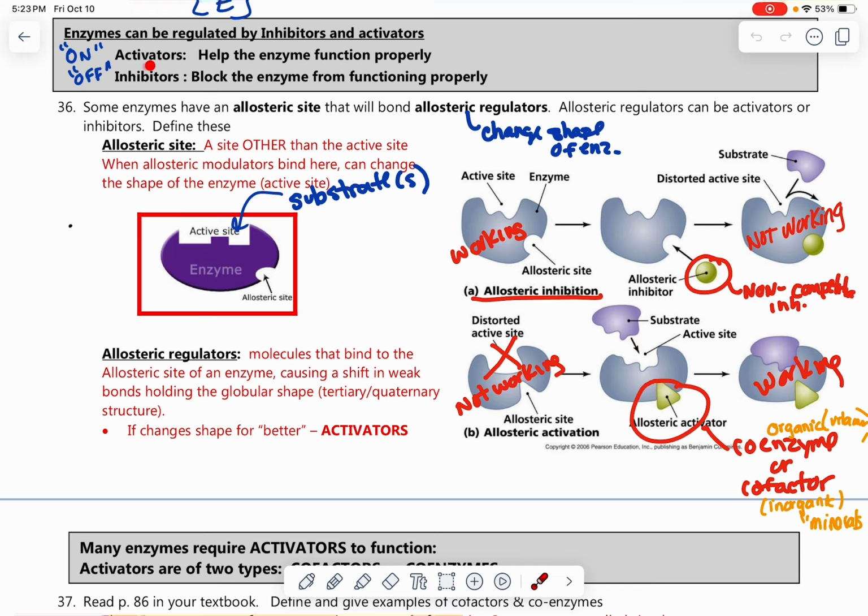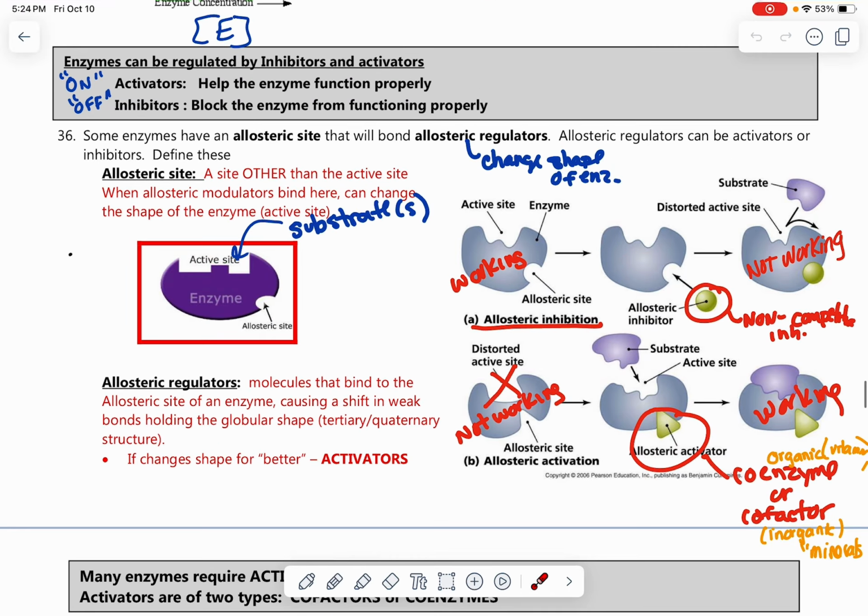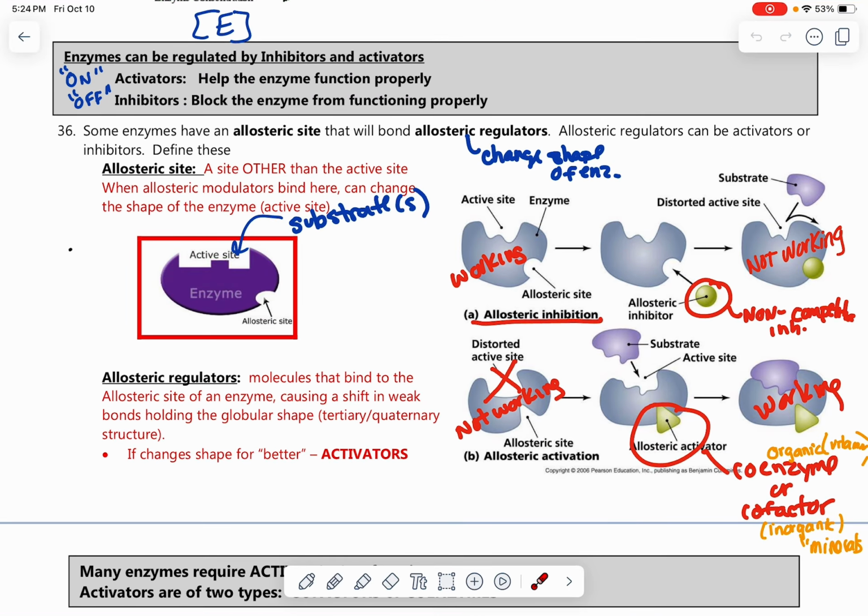Okay, so again here we're talking about activators and inhibitors, the on-off switches that can either make enzymes active or block them. Some enzymes have something called an allosteric site, and things called allosteric regulators can bind there and change the shape of the enzyme. So allosteric regulators can be an activator or an inhibitor, which I'm going to show you down here in this picture.